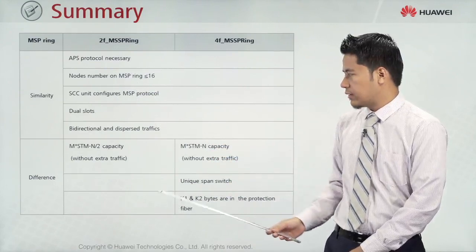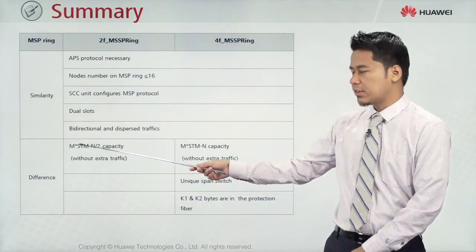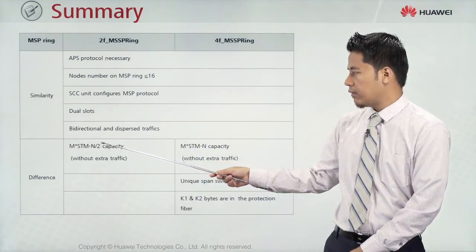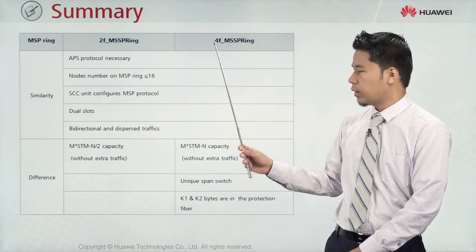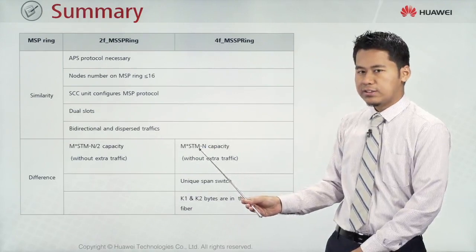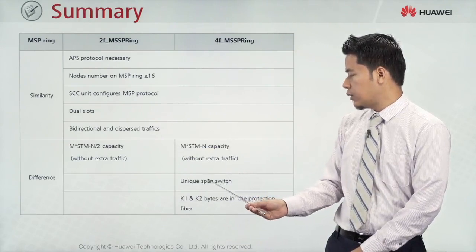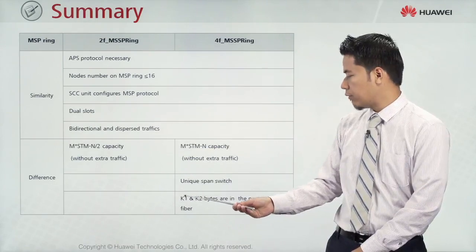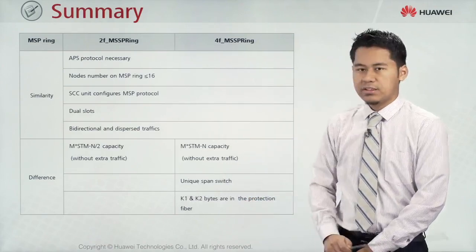Let's take a look at the difference. For 2-fiber, of course, they need to multiply by half of it, which is M times the STM, and divide it into 2 capacity. So without the extra traffic as well. For the 4-fiber, you need to multiply, they don't divide it into 2 of the STM frame. So here, similar to without extra traffic, and it's a very unique span switch, and of course they involve the bytes such as K1 and K2 bytes in the 4-fiber MSP ring.